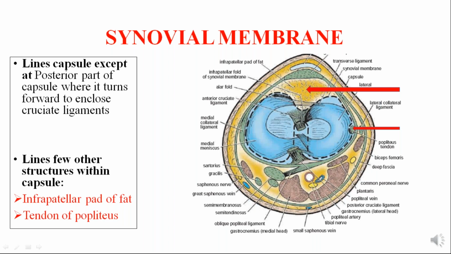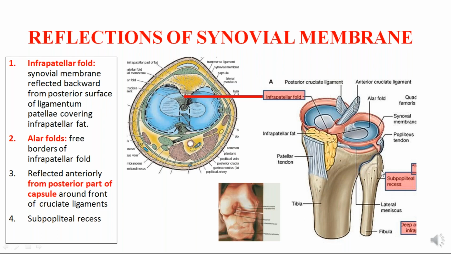So now we have understood that the synovial membrane is quite complex and extensive. Now let's see its complexity and extensiveness in more detail. The synovial membrane is not simply lining the capsule as elsewhere in other joints. In the knee joint particularly, the synovial membrane is reflecting. So we'll see all the reflections of synovial membrane. One of the reflections we already talked about was when it was reflecting from the posterior part of the capsule in the anterior direction to enclose the cruciate ligaments. So this is that fold of reflection in the second picture.